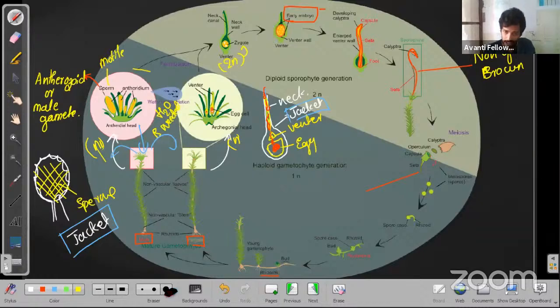Okay, so can you differentiate the body? Yes, we can differentiate the body in 3 different parts. One is the foot, the second one is the seta, and the third one is the capsule. I am writing it here. Foot means where it is attached to that gametophyte and absorbing the energy. Seta is like a stem connecting the foot to the capsule. Capsule is where the spores start to produce. In that capsule, we can divide several other parts, but there is no need of that.